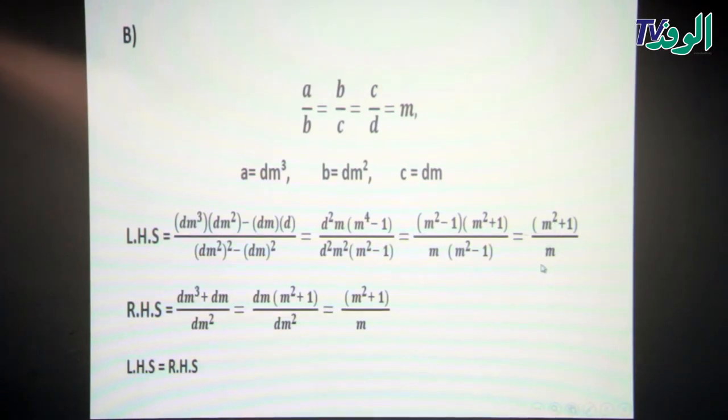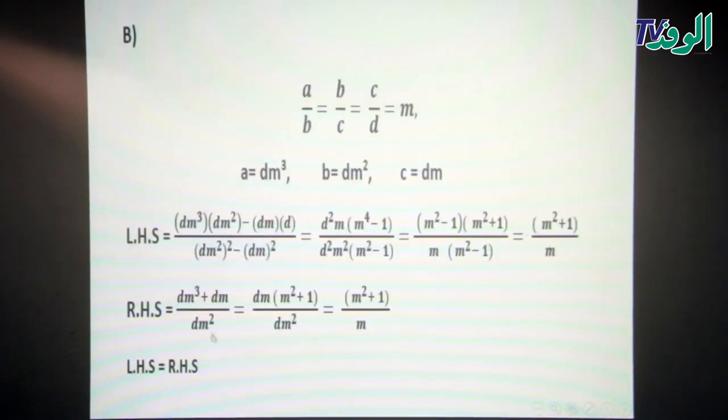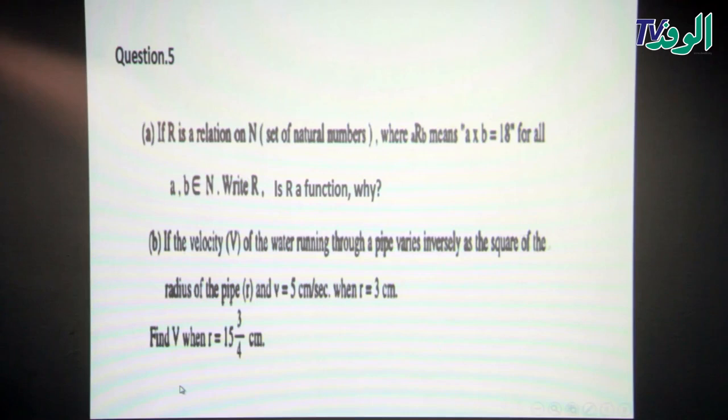Good. Right hand side: it was A plus C over B, where A is dm cubed, C is dm, and B is dm squared. By taking out dm as a common factor, we get dm times m squared plus 1. Cancel d with d, and m with the power of 2, then we get m squared plus 1 over m. When we compare the two sides, after putting them in the simplest form, the left hand side equals the right hand side. Okay, fifth question.